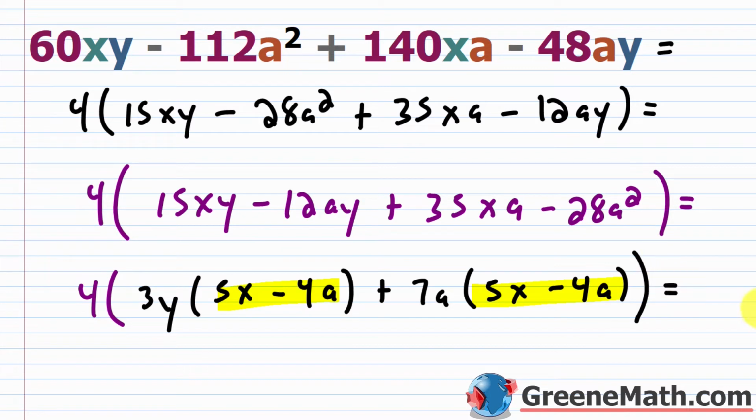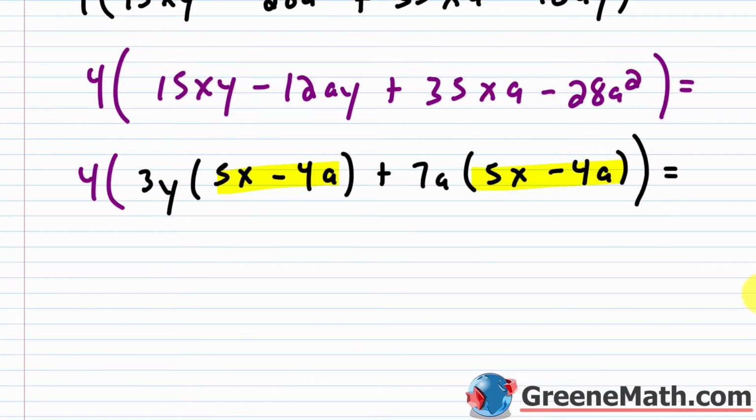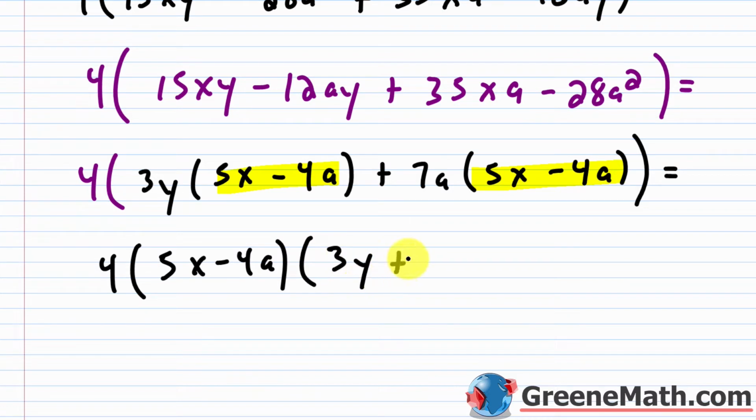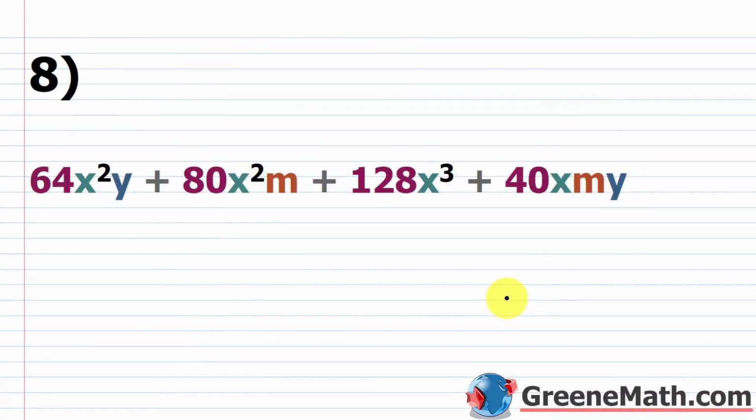So let's put equals here. Scroll down and get some room. So we'll have 4 times the quantity 5x minus 4a, and then times the quantity 3y plus 7a. So again, I always check for additional factoring. We don't see any. So our answer here is 4 times the quantity 5x minus 4a times the quantity 3y plus 7a. All right, let's look at problem number 8.